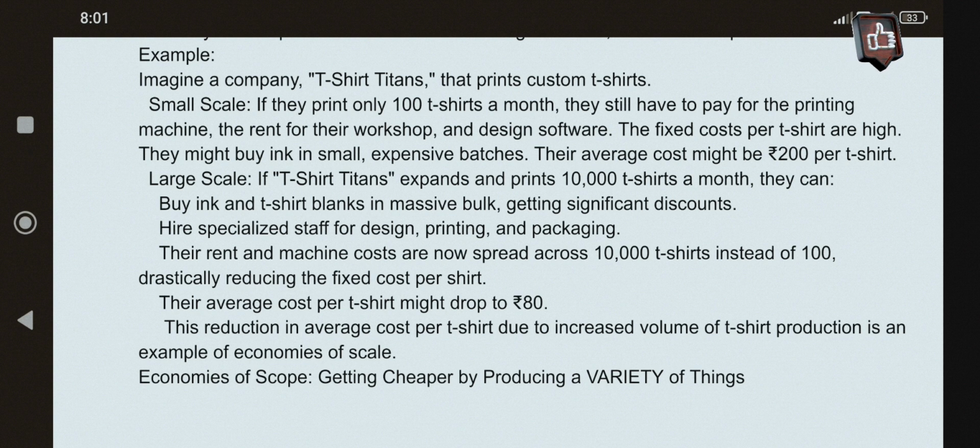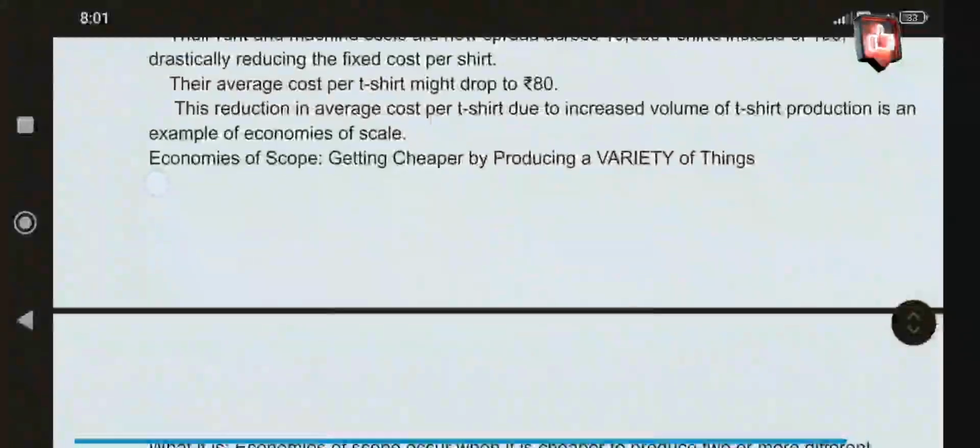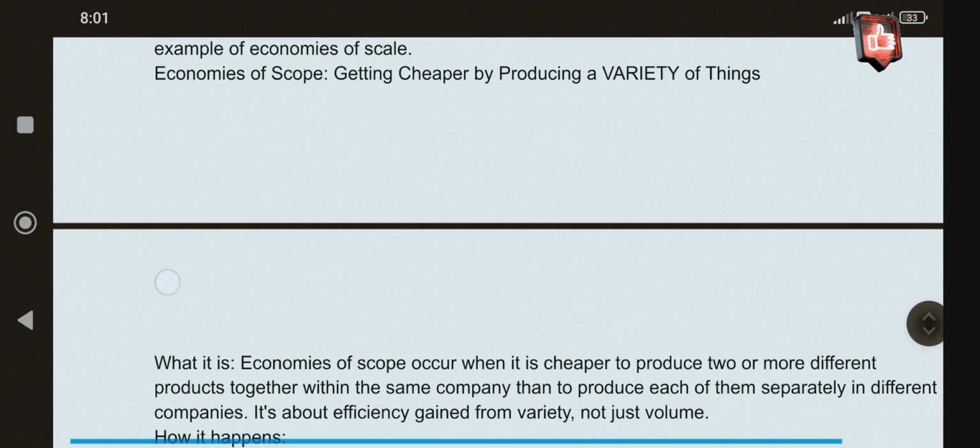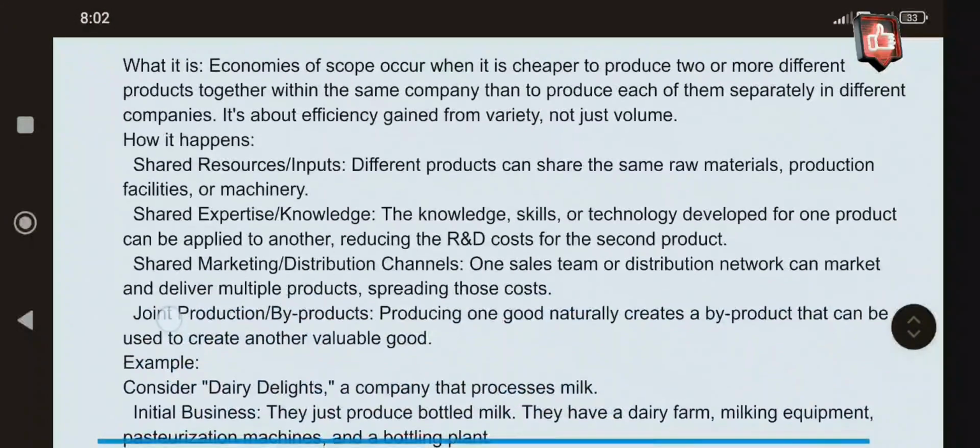Large scale. If T-shirt Titans expands and prints 10,000 T-shirts a month, they can buy ink and T-shirt blanks in massive bulk, getting significant discounts. Hire specialized staff for design, printing, and packaging. Their rent and machine costs are now spread across 10,000 T-shirts instead of 100, drastically reducing the fixed cost per shirt. Their average cost per T-shirt might drop to 80 rupees. This reduction in average cost per T-shirt due to increased volume of T-shirt production is an example of economies of scale.